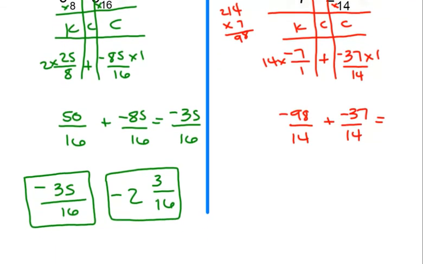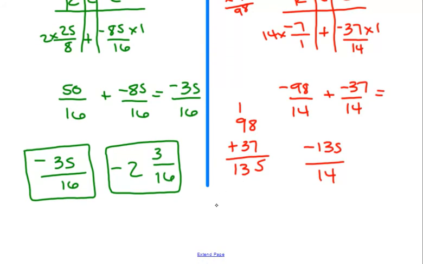Now I have the same sign here, so I'm going to add and keep the sign. So negative 135 over 14. And let's see if 7 goes into 135. Nope. Okay, so that's as simplified as we're going to get there.